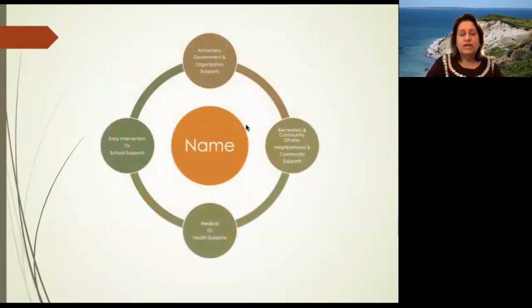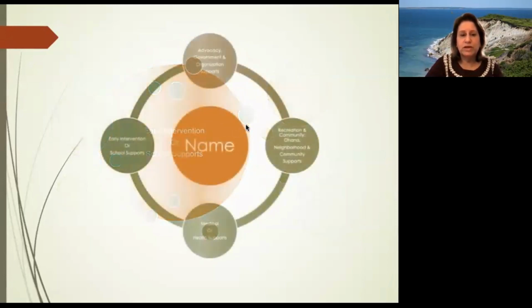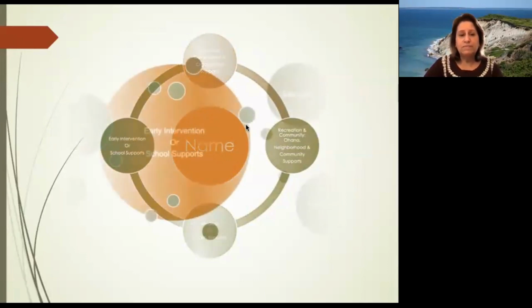Now, the next thing we're going to be talking about is services. And so we'll walk through all of these services. We're going to be talking about advocacy, government, and organizational supports. We're going to be talking about recreation, community, your family, neighborhood and community supports, early intervention or school supports your child may have, and medical or health supports. So we'll do this one at a time.